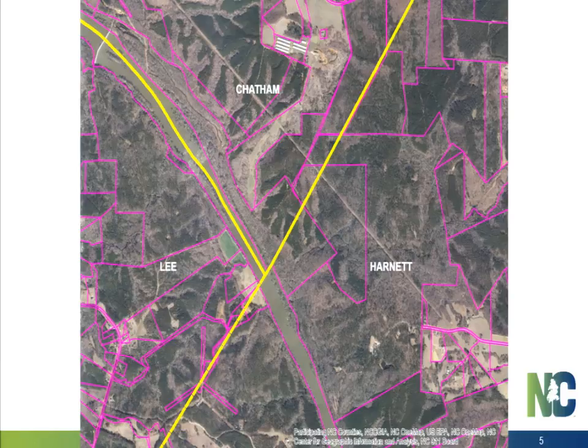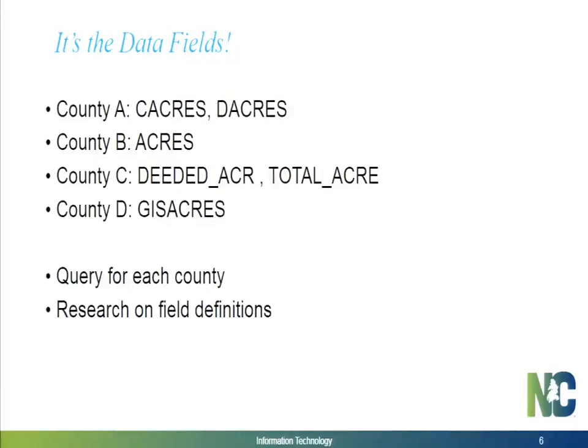The parcels here in the pink or magenta boundaries in this same Chatham, Lee, and Harnett area, those are available as a map service or as downloadable data for all with the same fields. You could do one query to cover all of those counties together. So it's really about the data field. It's not about the geometry. We're talking about the data fields here.